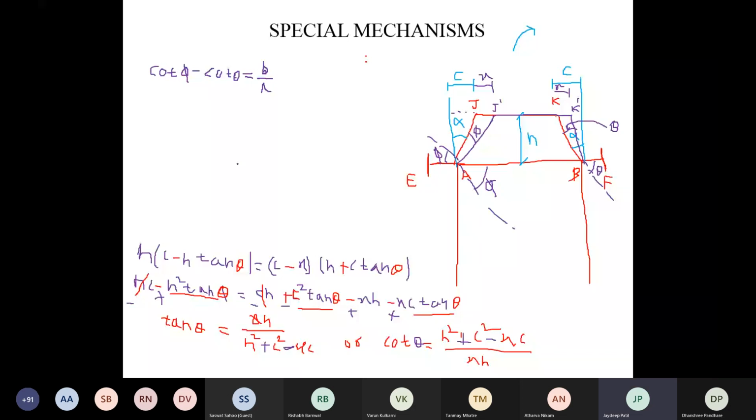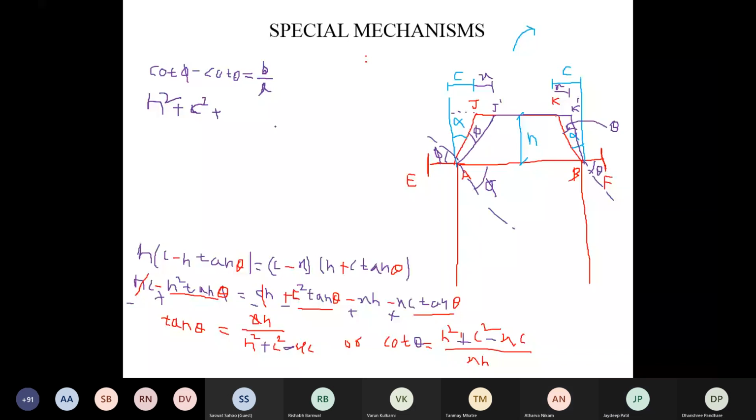Okay, from the given equation, cot phi and cot theta. What is the cot phi? क्या था equation cot phi? H square plus C square plus XC upon XH. Cot phi minus cot theta is equal to क्या लिखा है? B by L. Small l, you have to write down small l.